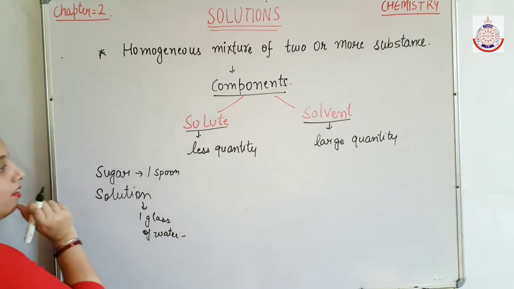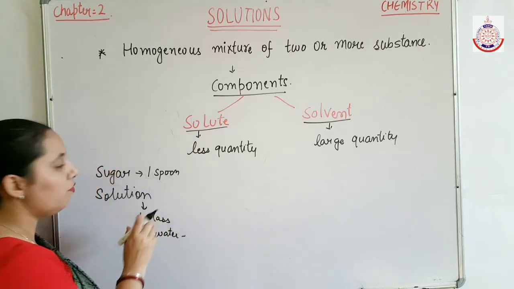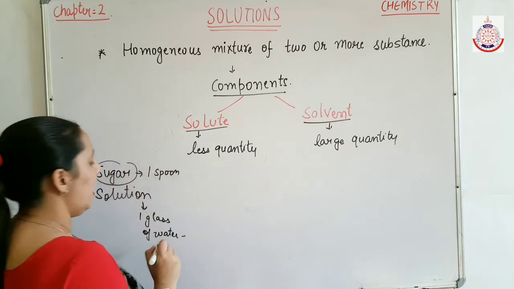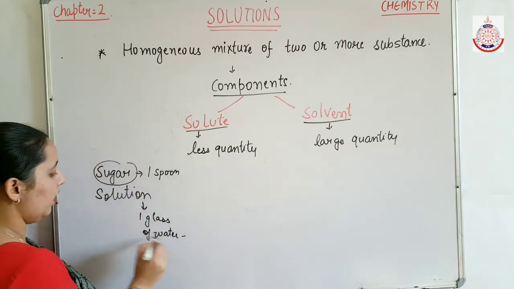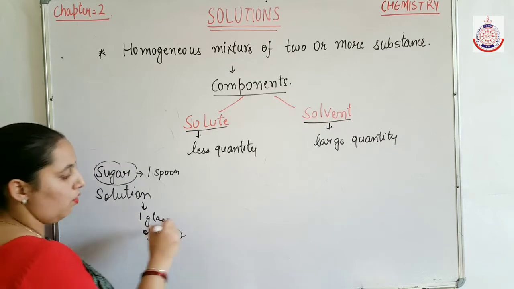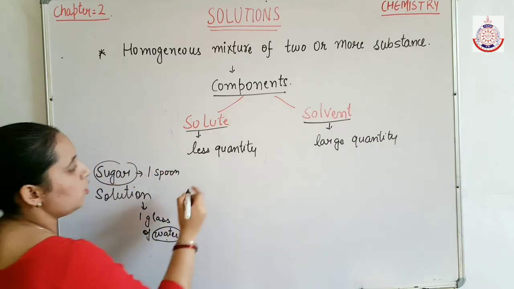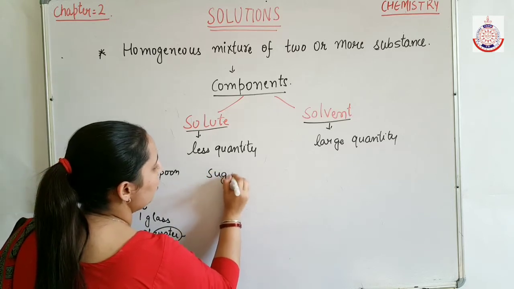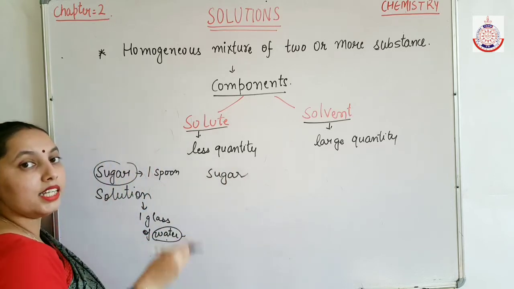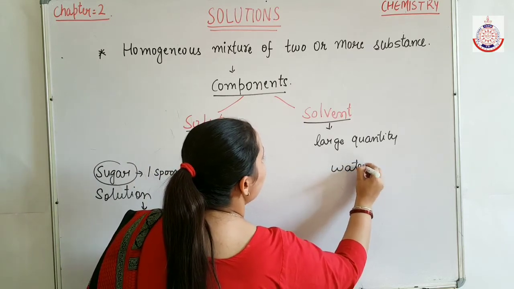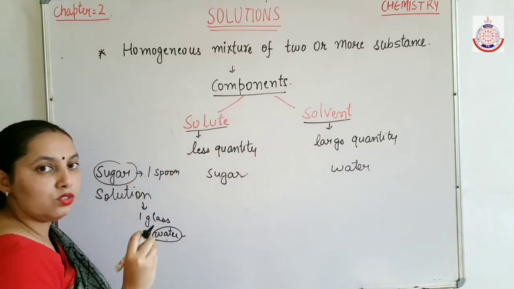Here you see the quantity of which thing is less? That is sugar. The quantity is less. In water, the quantity is more. So which will be the solute? Sugar will be the solute because it is in a lesser quantity. It is dissolved in water. So water is in large quantity, so it is termed as solvent.